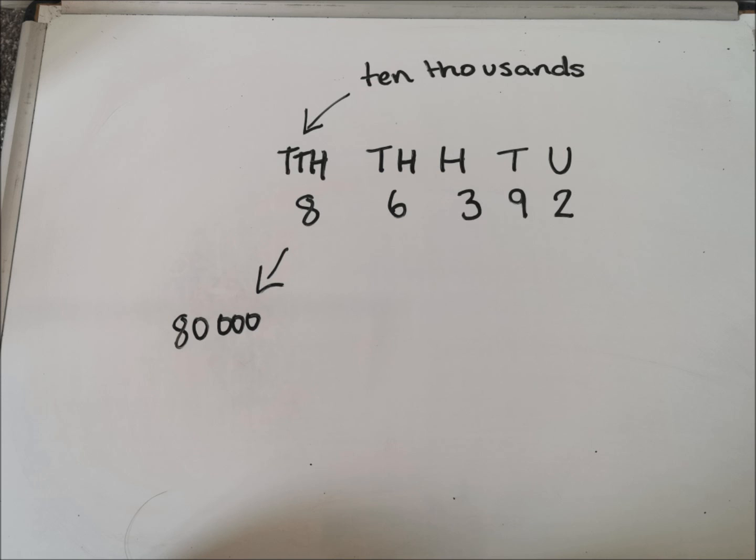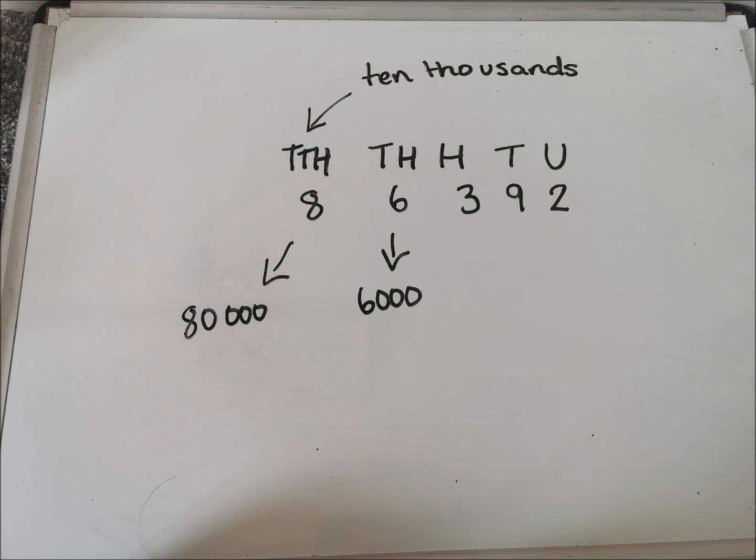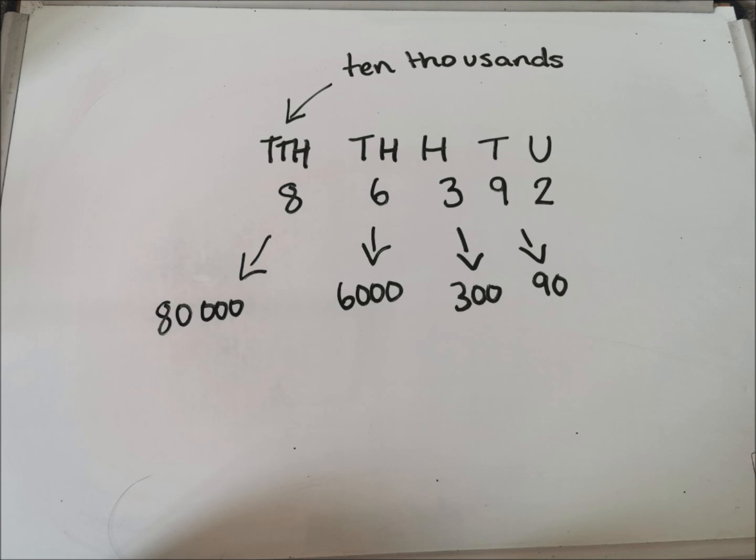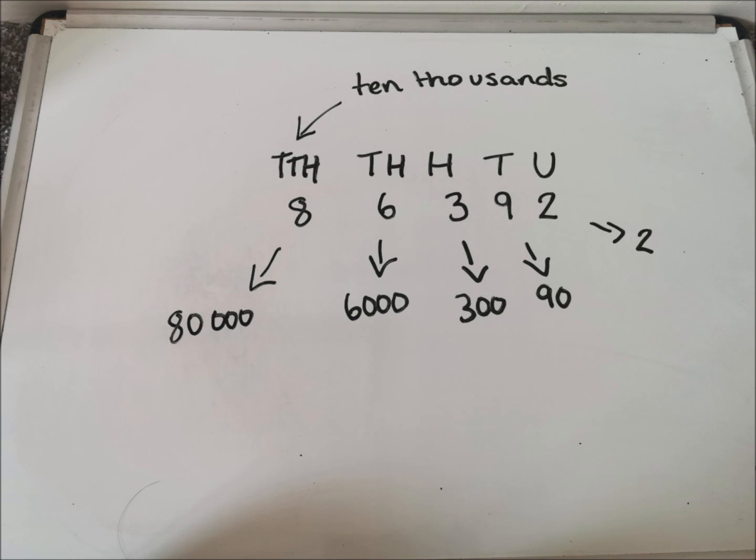The thousands, 6, so it's worth 6,000. In the hundreds we have 3, so 300. Tens we have 9, so 90. And units we have 2, so it's just 2. Okay. I know I'm going really, really fast. So please pause the video, do your own examples if you need to have a little bit extra practice.